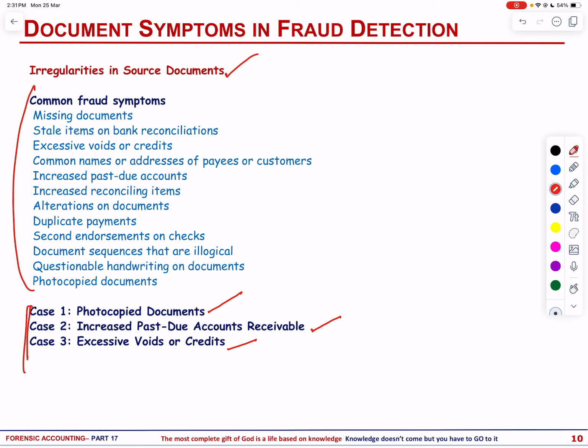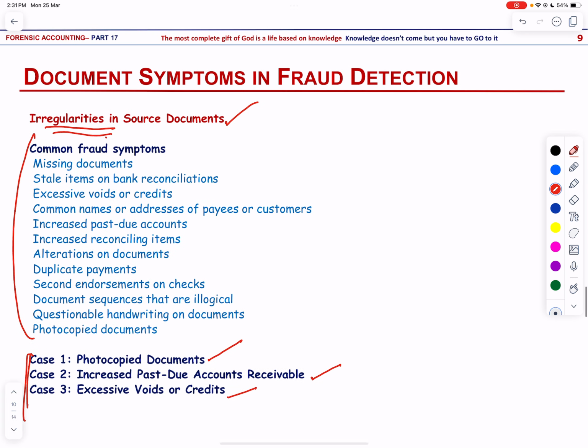The fraud came to light when the supervisor accidentally credited the wrong customer's account for a cash transaction while he was on vacation. This led to an investigation by accounting personnel uncovering the fraudulent activity. Thus, regular review and analysis of source documents are essential for early detection and prevention of fraud. So, this was the first symptom in fraud detection.